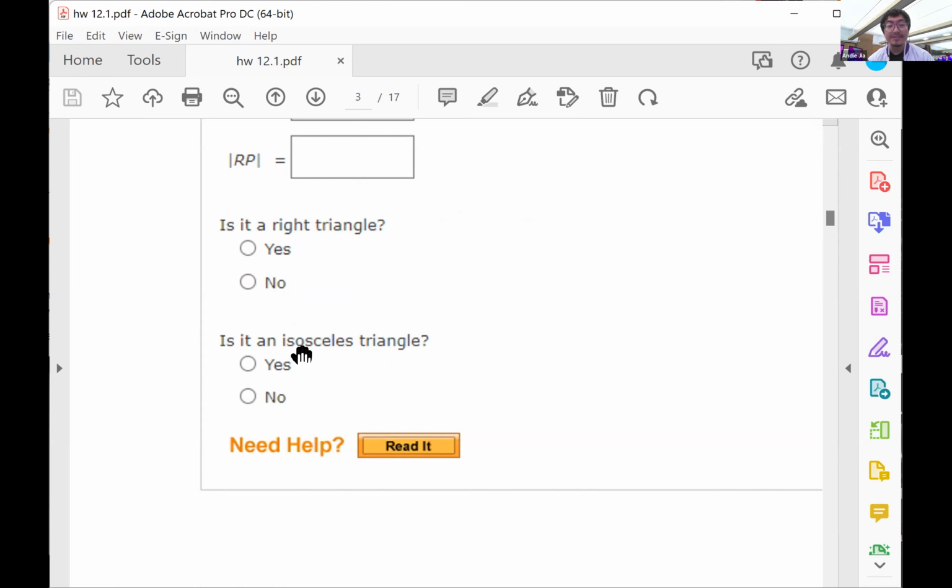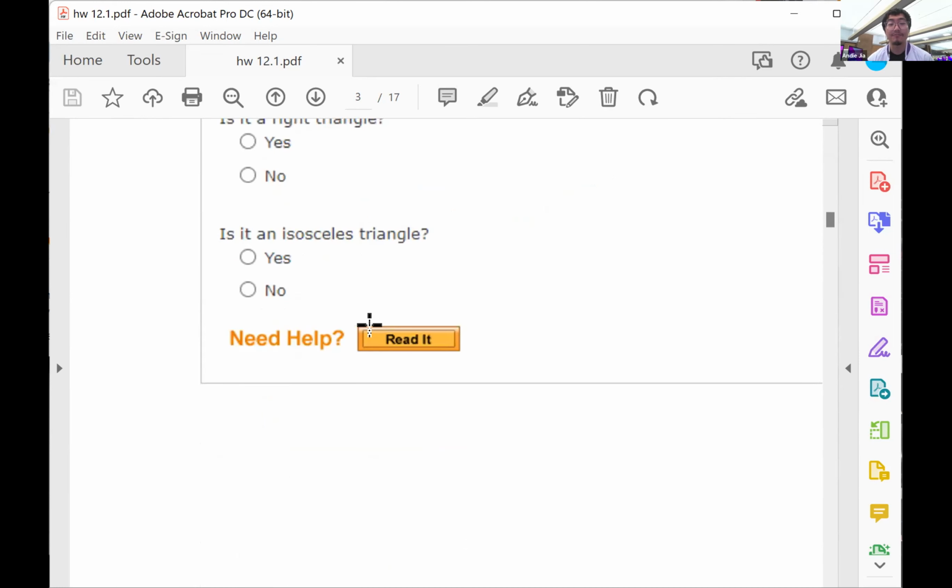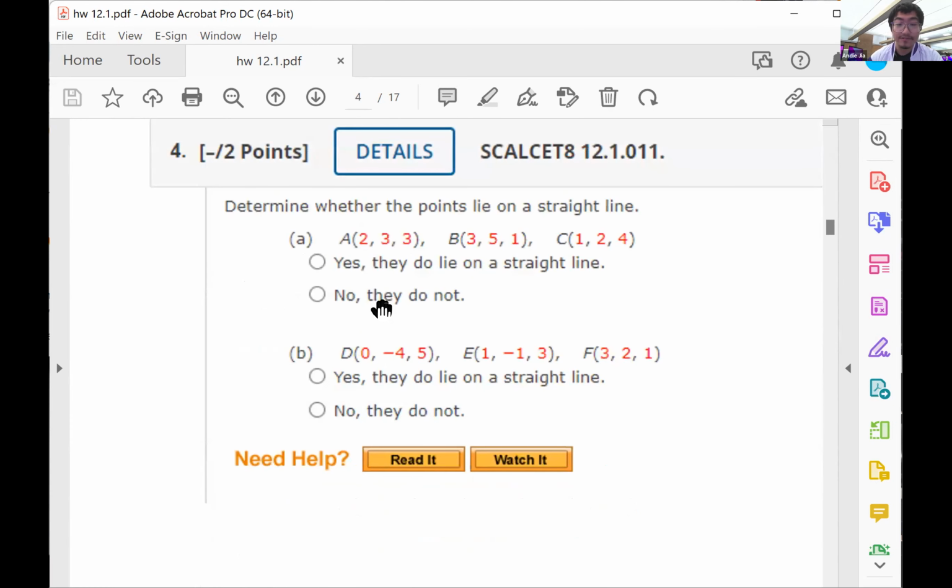If two sides are equal and one side is not equal, then it's an isosceles triangle. Just use this information to find out which is the right triangle and which is the isosceles triangle.